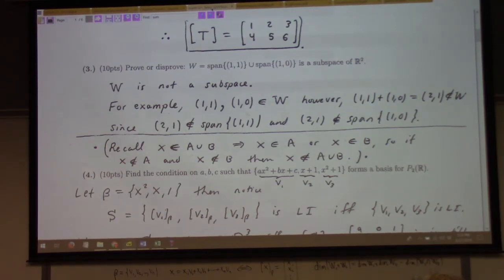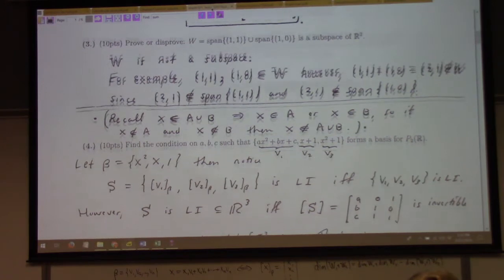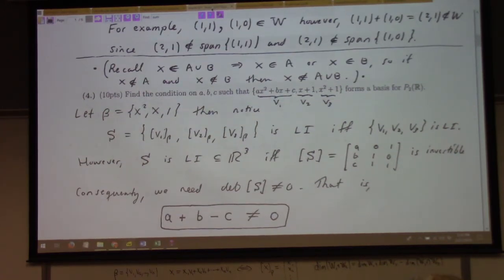So I think there were like two of you who got this right. That may be an overestimate. Problem 4. Problem 4 actually requires some calculation.